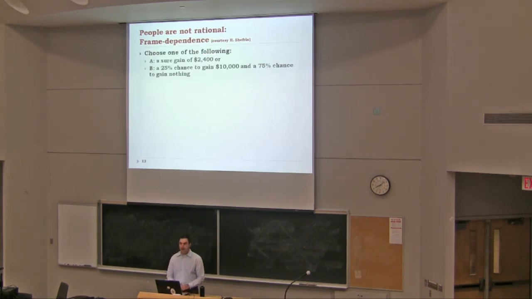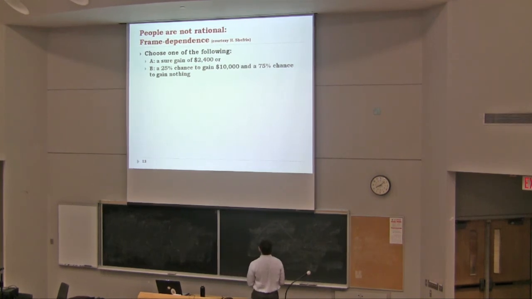Let's say I give you two choices. Choice A, a sure gain of $2,400. No matter what happens, you get $2,400. Choice B, a 25% chance to gain $10,000 and a 75% chance to gain nothing. What do you choose, A or B? Who chooses A? Now, we're not playing, do you know how to compute expected values? We're playing, what would you do in real life if someone asks you this question with real money?